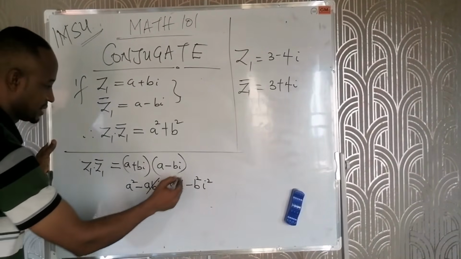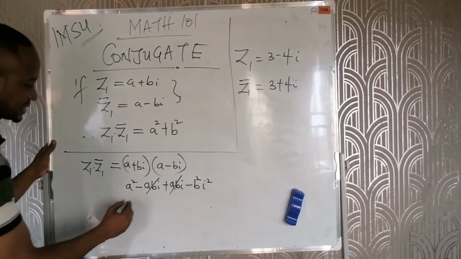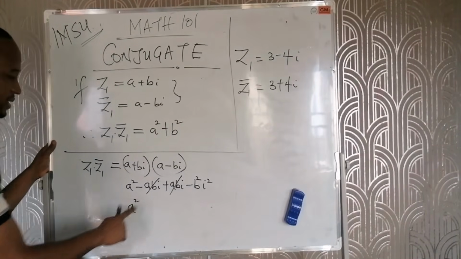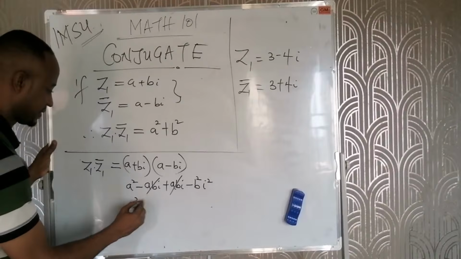Minus ABi plus ABi is 0. So these two will literally cancel themselves, right? Remaining what here? A squared. Is that not? Okay. Here we have A squared.